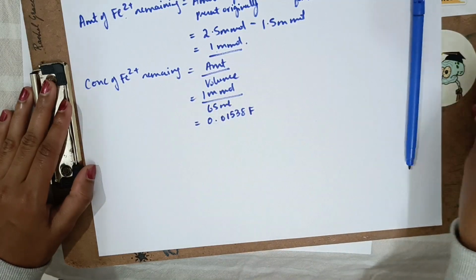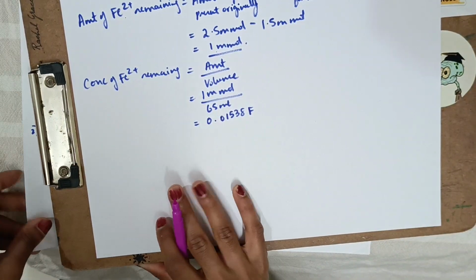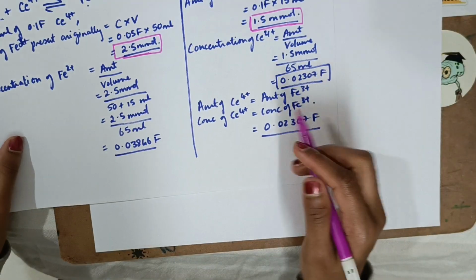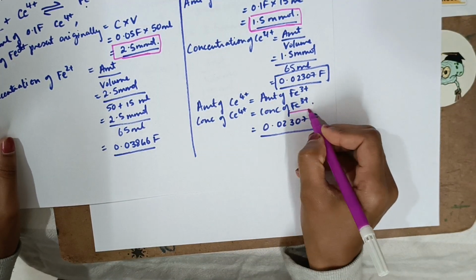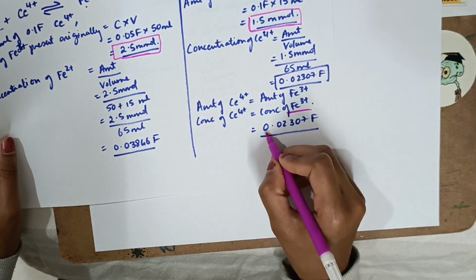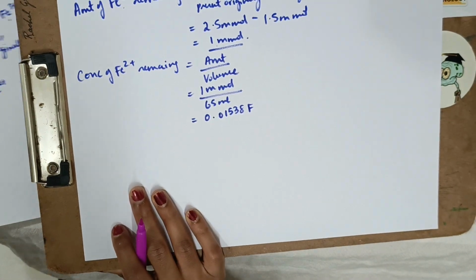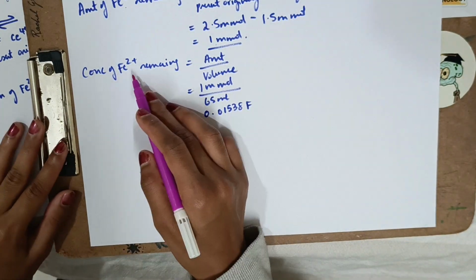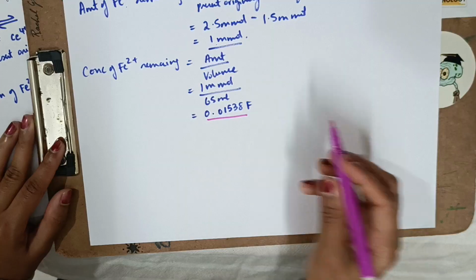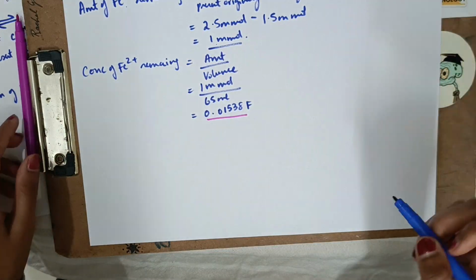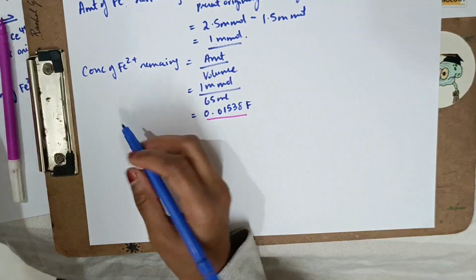Now we have figured out the concentration of Fe2+ remaining, and we have also found out the amount of Fe3+. The concentration of Fe3+ is equal to 0.02307, and the concentration of Fe2+ is equal to 0.01538. Now next we have to understand the next part of the calculation.